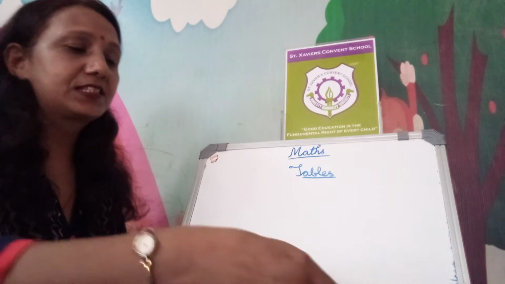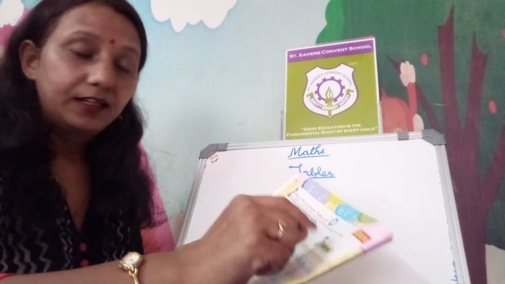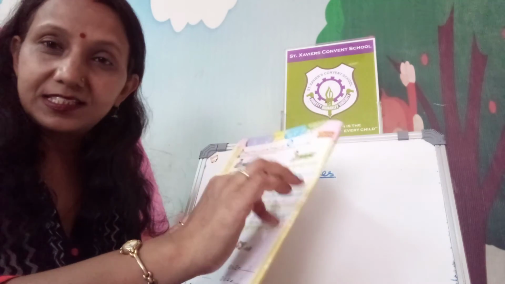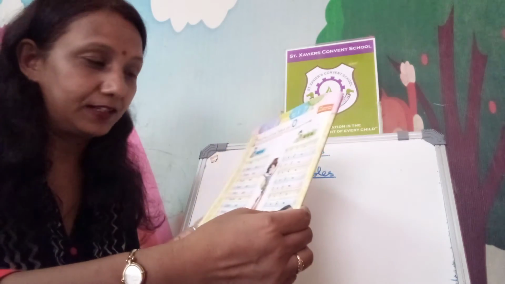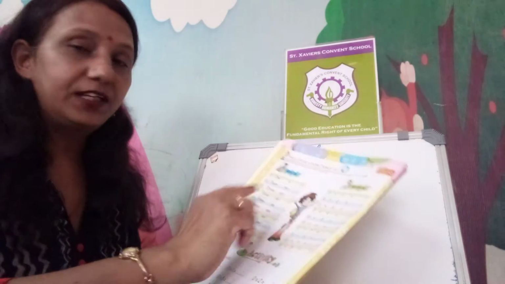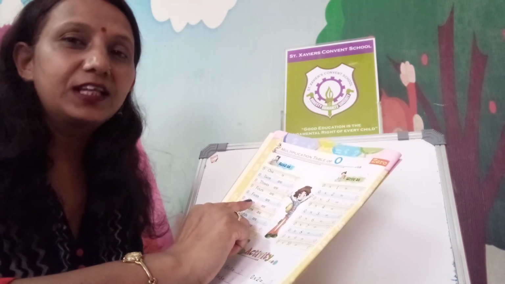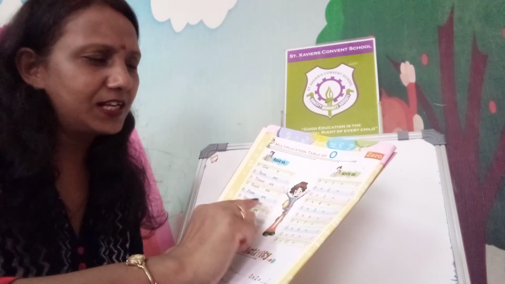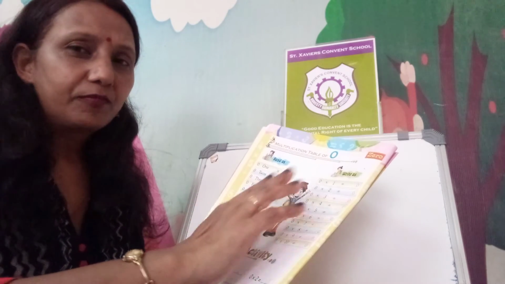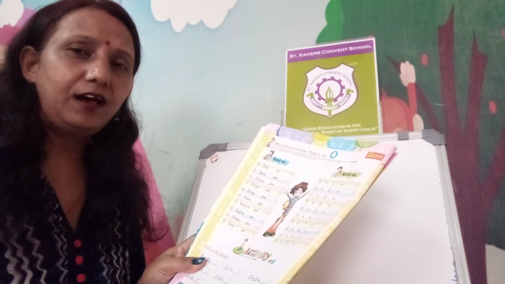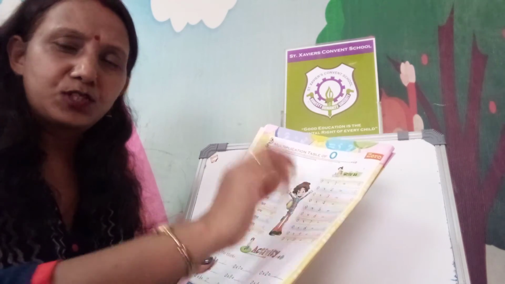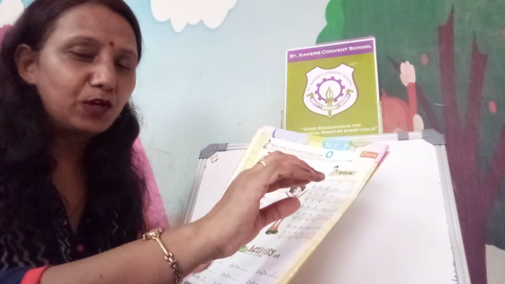Table we will just read and write. On this side is written the reading method and on this side the writing method. First we start with the table of 0. That one is not very tough, it is very easy. When we multiply by 0, the answer will be 0. 0 means nothing.